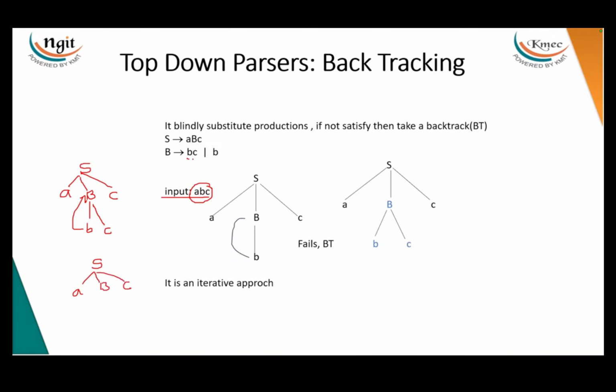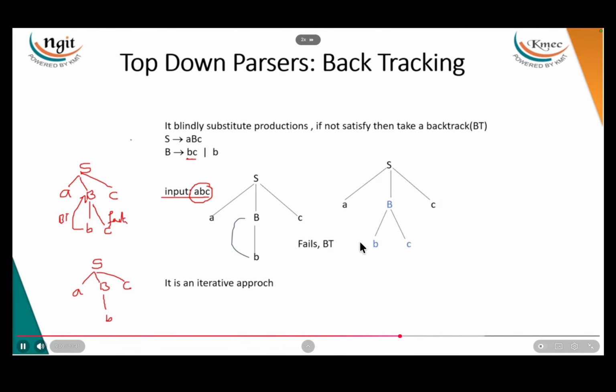For B, already we have substituted BC. What is the other alternate? B. Then you can substitute. So this is the backtracking, right? Whenever it fails, what you have to do? You have to take a backtrack and substitute another alternate. So there is a possibility of substituting all the productions. So there's a problem with that, and it is an iterative approach. To overcome that, we are moving to the next one, that is recursive descent.